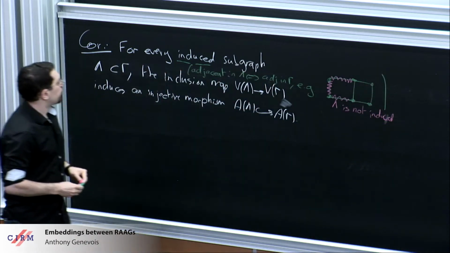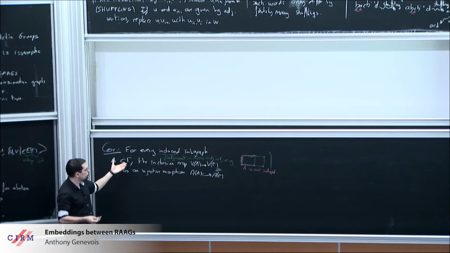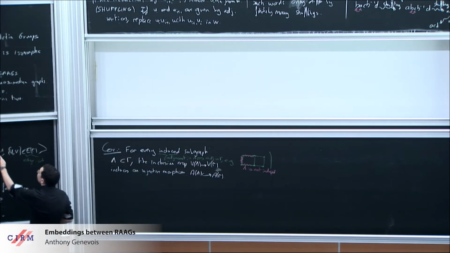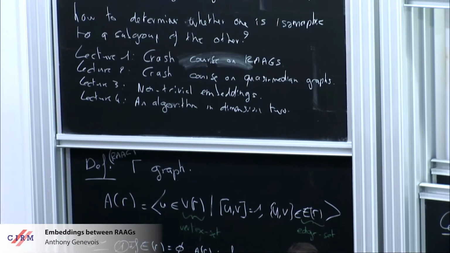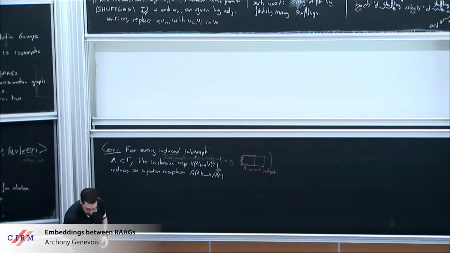Okay. So if you have an induced subgraph in gamma, then if you just take the subgroup generated by the generators given by these vertices, it's precisely the right-angled Artin group given by the subgraph. So it's one sufficient condition to have an embedding. If one is a subgraph of the other, then it's a subgroup of the other. Of course, the converse is not true.